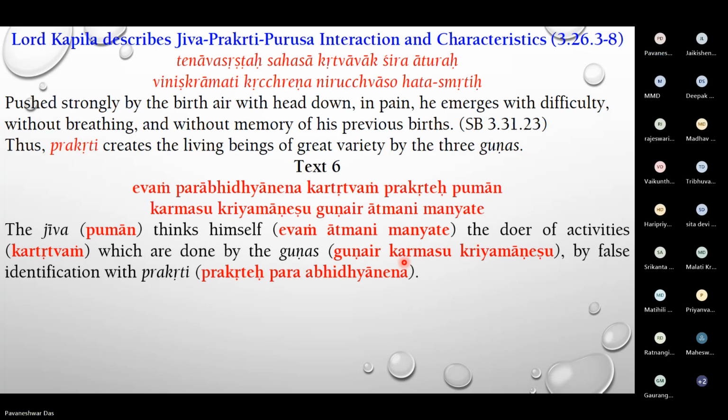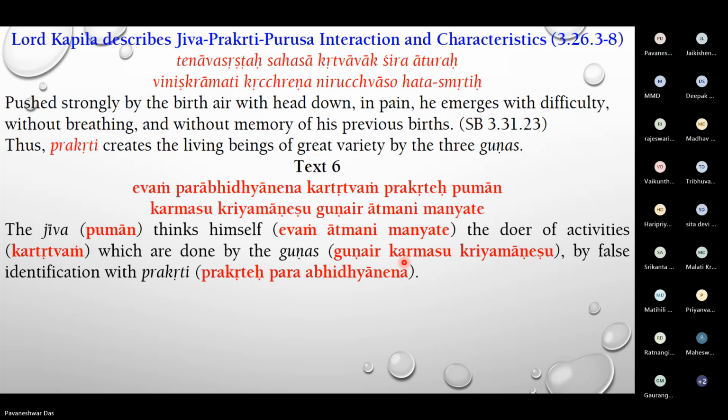Prakriti para abhidhyanena. The understanding is, when the Jiva comes into the material world, one is given a material body. As long as one is in that material body, one identifies with the material body. Currently, we are all in the human body. If somebody asks, who are you? We say, I'm a human being. First of all, we say that I'm a human being. That is called para abhidhyanena. We're actually not human beings, but we are thinking of ourselves as human beings. That is a wrong identity, a wrong assumption. Jivera swarupa haya Krishnera nitya dasa. That is the real identity.